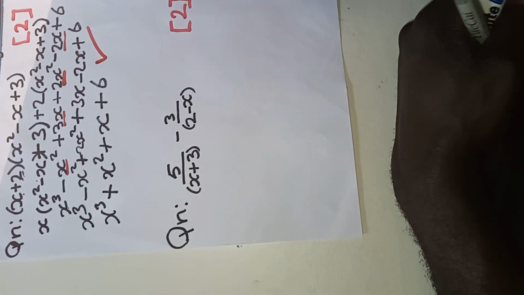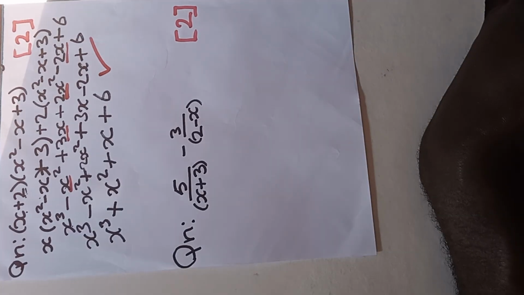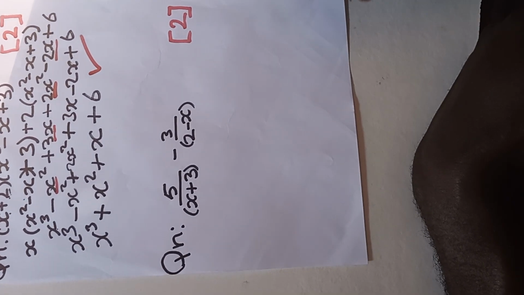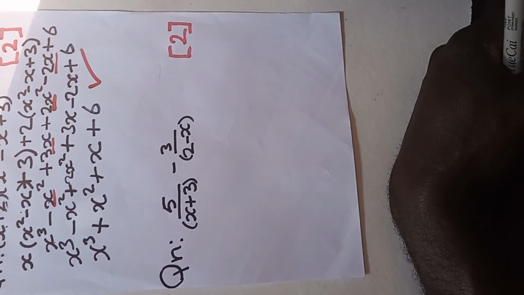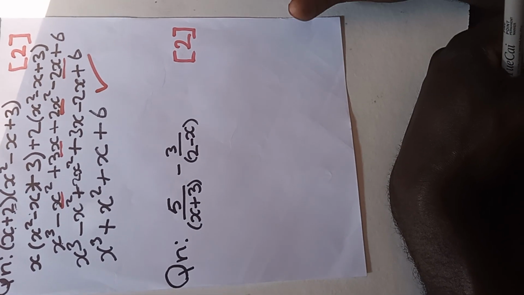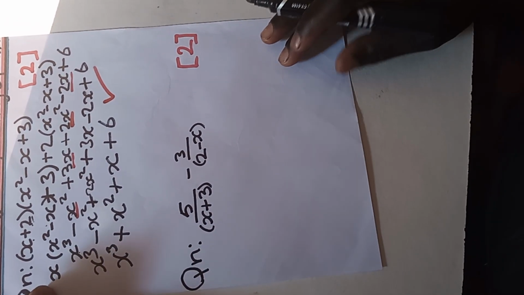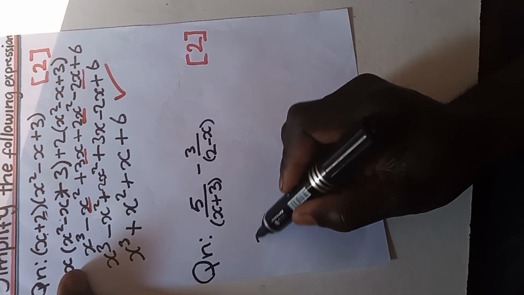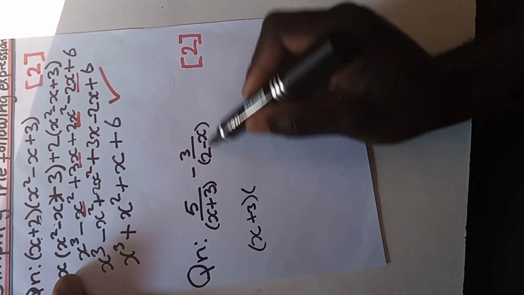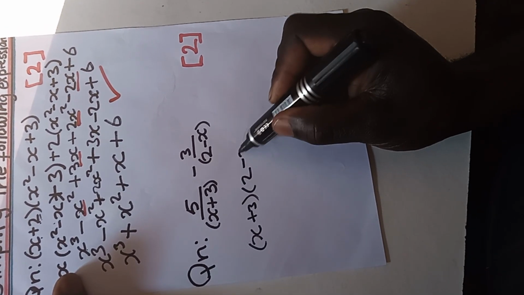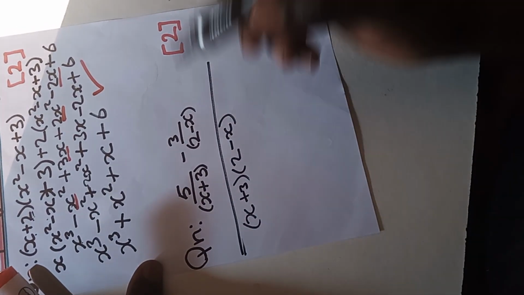So the first thing is, when we are adding or subtracting fractions, we have to find the common denominator first. How do we find the common denominator? Using numbers. When we're using numbers, the easiest way to find a common denominator is to multiply the two denominators. Like in this case, let's say we will take x plus 3 and put a bracket. Then we take 2 minus x to multiply with x plus 3. Then we put our division line.